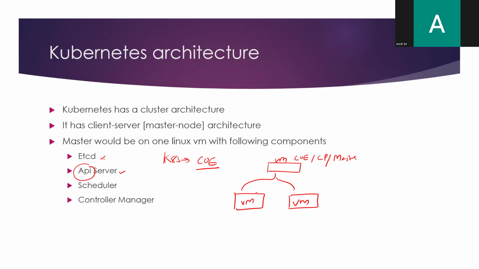So etcd is the database. Then the scheduler: in the master, where exactly a container should be scheduled is decided by the scheduler. The controller manager performs the controlling mechanism. If I want to create three replicas of a particular application container, then the running replicas will always match the number of replicas mentioned in the control plane. That is taken care of by the controller manager. There are multiple different types of controller managers available.